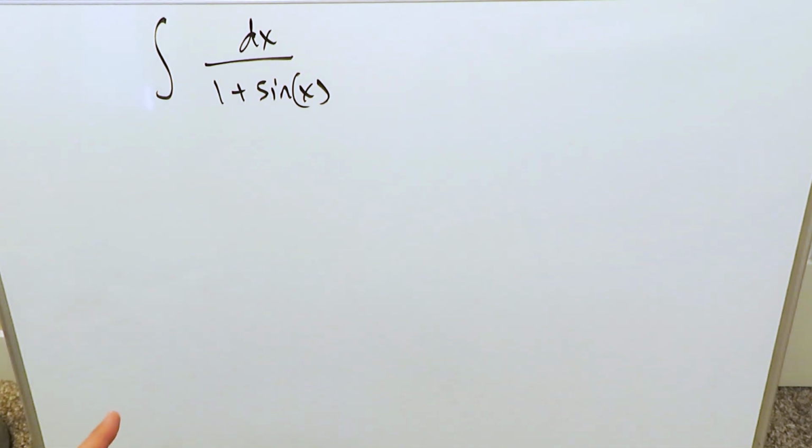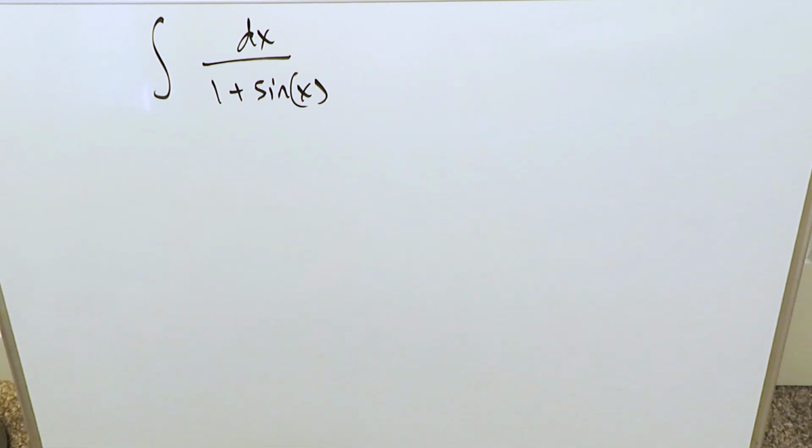We are integrating the integral dx divided by 1 plus sine x. You can clearly see your integrand is really 1 divided by 1 plus sine x. You can do this in a few different ways, but if you use algebraic techniques, it's so much easier. And what technique am I referring to?